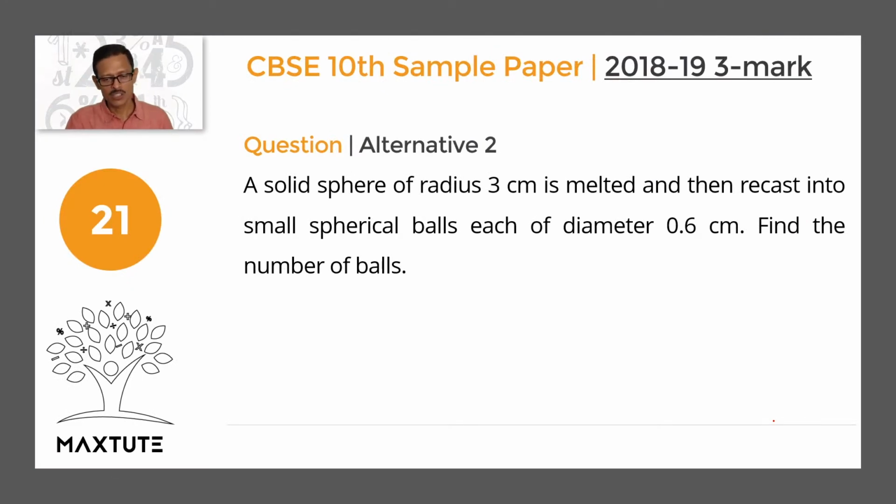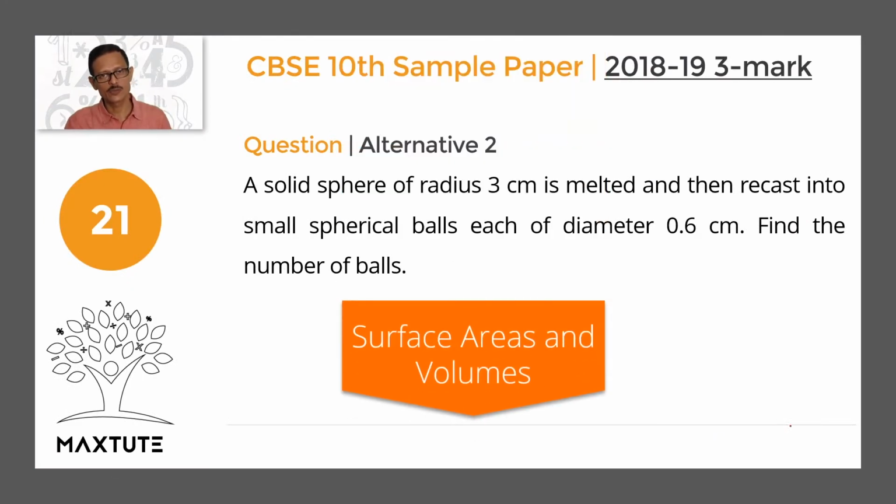Second alternative is also from the same topic, surface areas and spheres. Here we are going to be talking about volumes of spheres. A solid sphere of radius 3 centimeters is melted and then recast into small spherical balls, each of diameter 0.6. Here the radius of the solid sphere is given. It's converted into balls whose diameter is 0.6. We need to compute the number of balls.